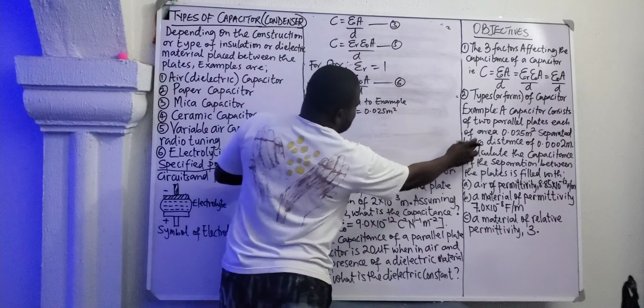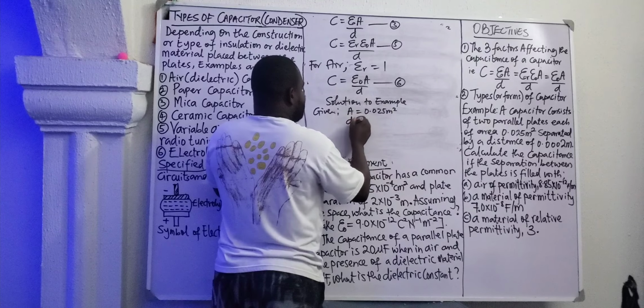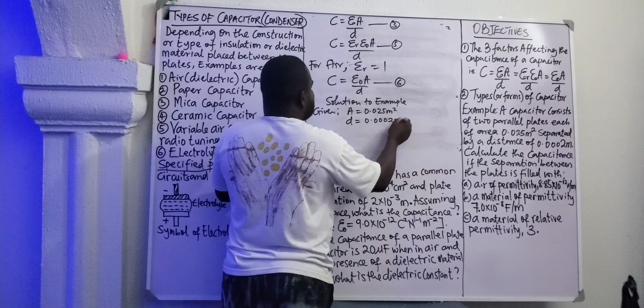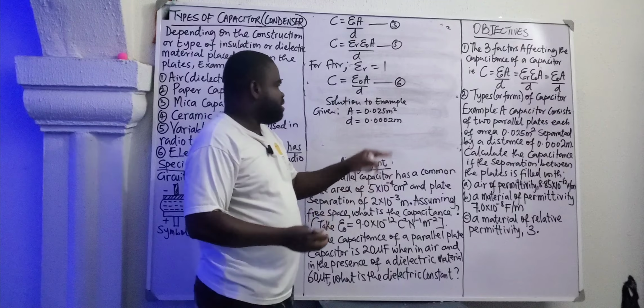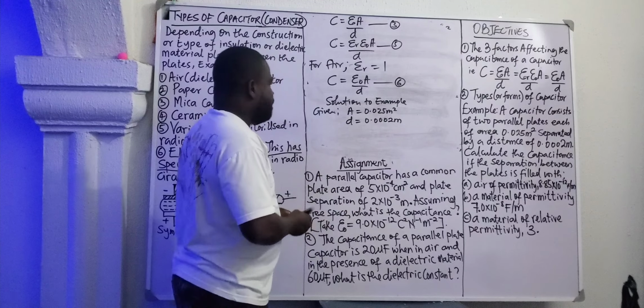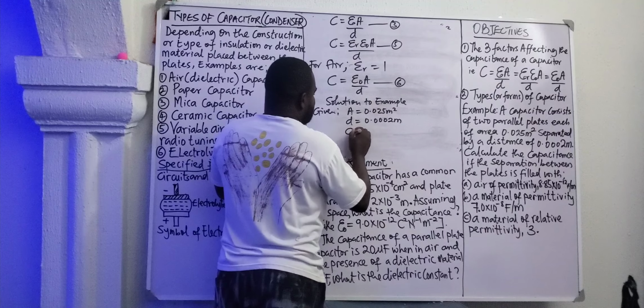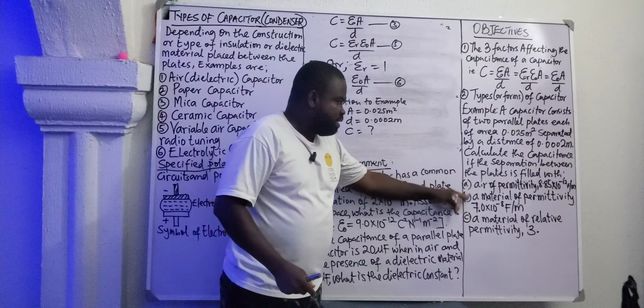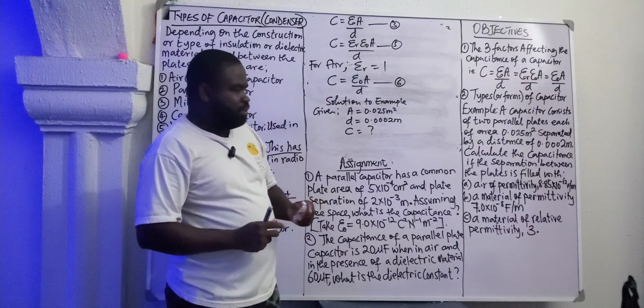Then we are given in the question the distance between the plates as 0.0002 meter. Once again, if the distance is given in other units aside from meter, you have to convert it to meter. So they want us to get the capacitance. Here we have 3 different mediums considered.